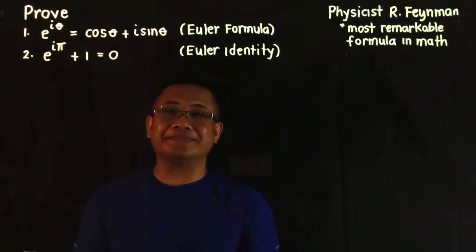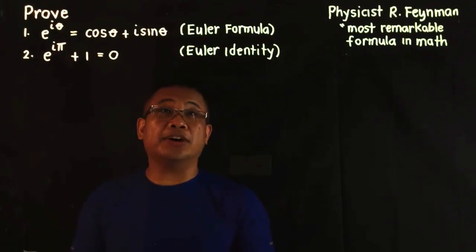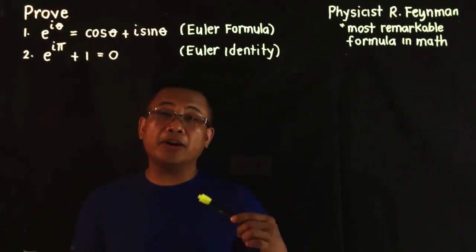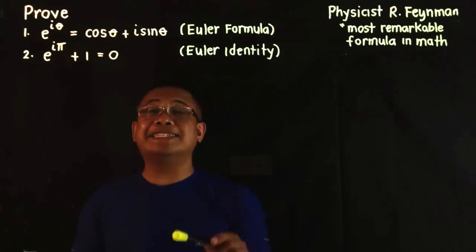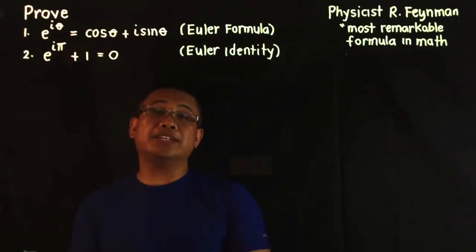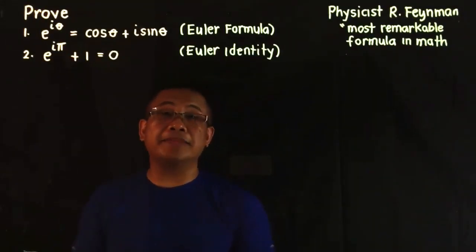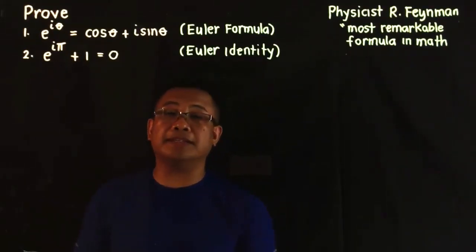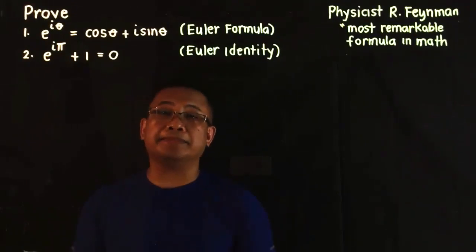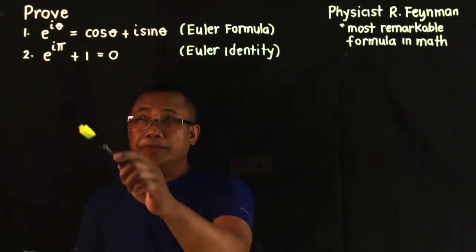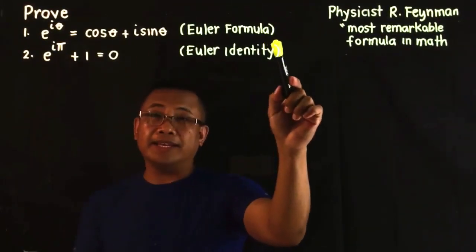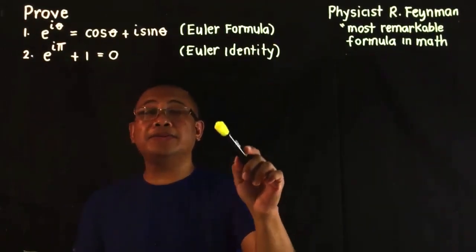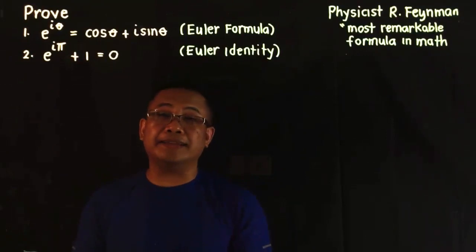Isn't that cool? So this video is part of the series on Euler formula. In the previous video, we already talked about the Maclaurin expansion of sine of theta, the Maclaurin expansion of cosine theta, and the Maclaurin expansion of the natural number e. In this video, our task is to prove the Euler formula and derive the special case of the Euler formula, which we call the Euler identity.